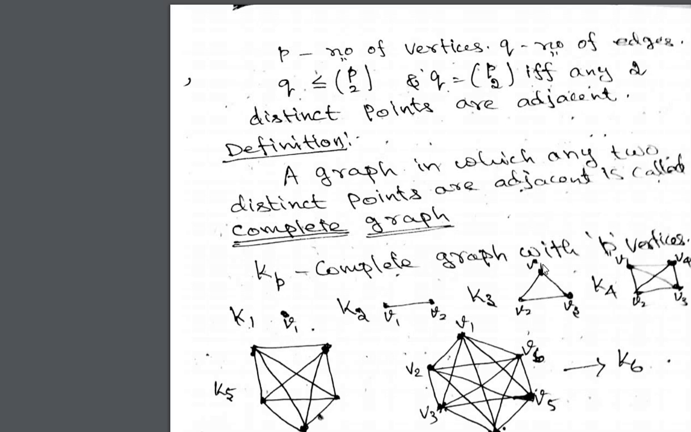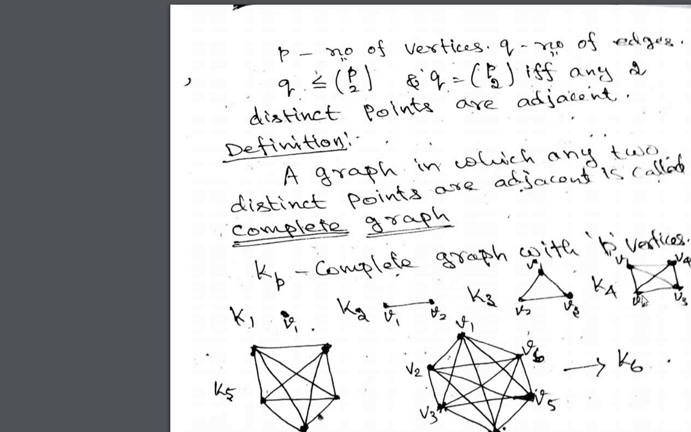Now K2 means a complete graph with two vertices. V1 and V2 should be adjacent, so there should be an edge between V1 and V2. So this is K2. Next K3, where we have three vertices V1, V2, V3, and this is a complete graph. Each distinct vertex is adjacent to the others: V1 is adjacent to V2 and V3, V2 is adjacent to V1 and V3, and V3 is adjacent to V1 and V2. K3 is nothing but a triangle.